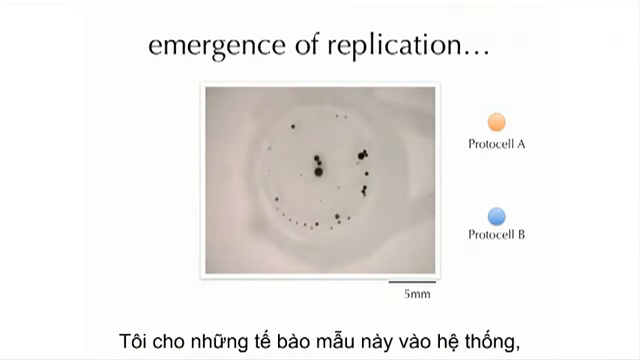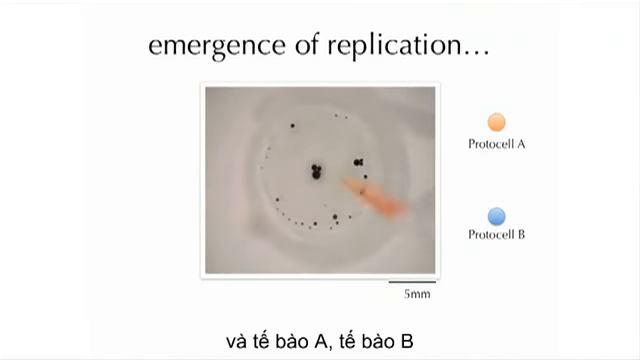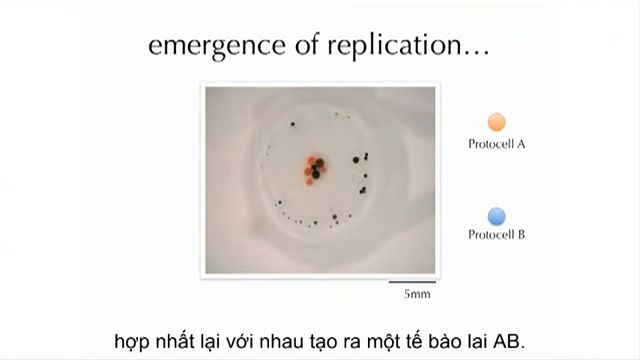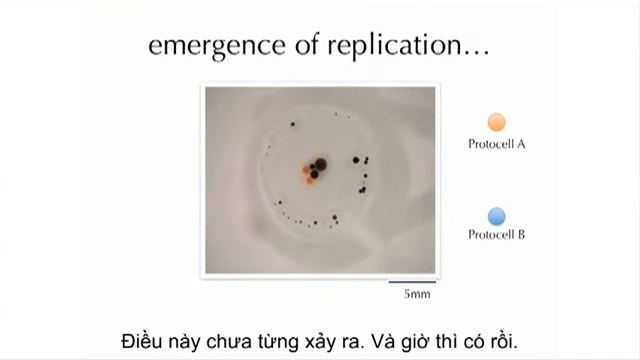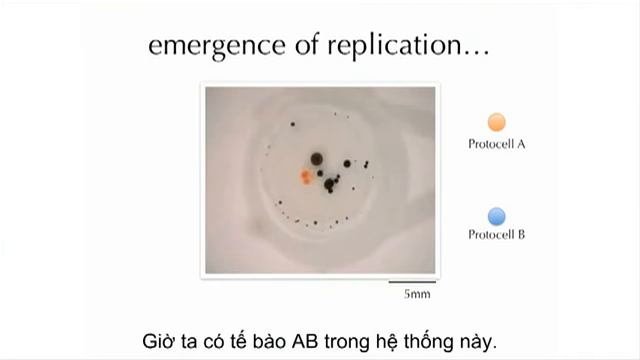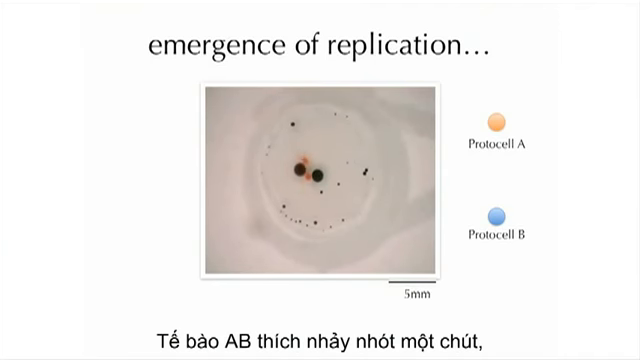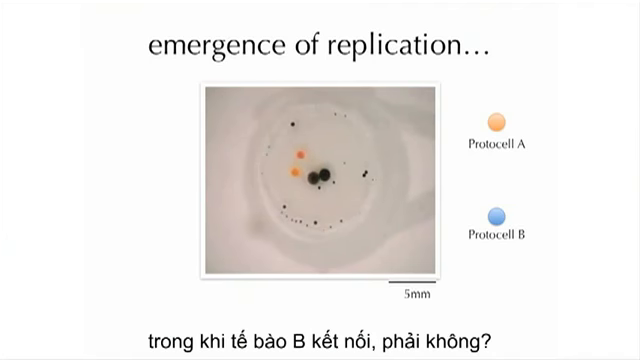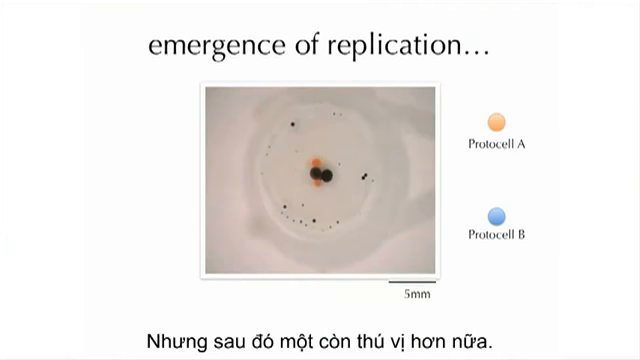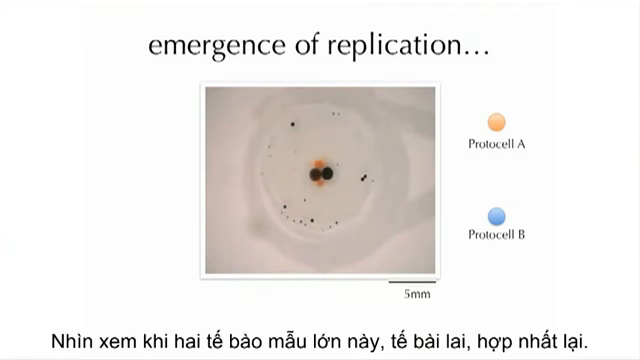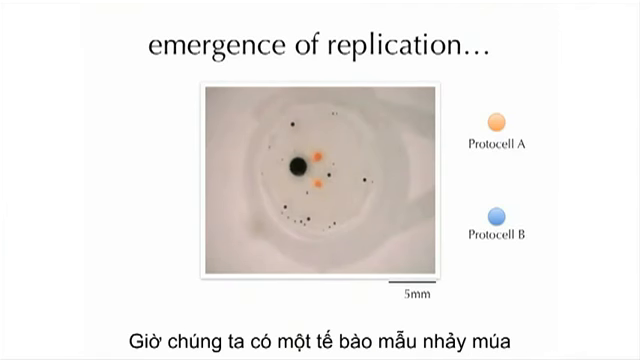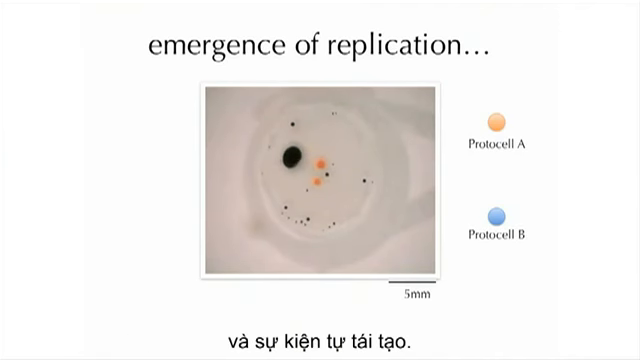So I added these protocells together into the system, and protocell A and protocell B fused together to form a hybrid protocell, AB. That didn't happen before. There it goes. There's a protocell AB now in the system. Protocell AB likes to dance around for a bit. Well, protocell B does the fusion, okay? But then something even more interesting happens. Watch when these 2 large protocells, the hybrid ones, fuse together. Now we have a dancing protocell and a self-replication event, right?